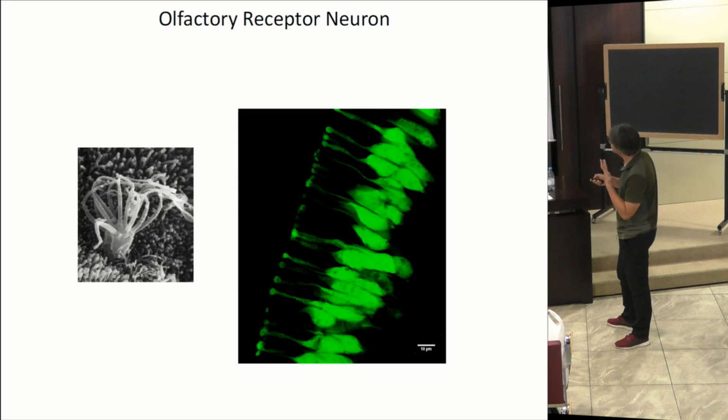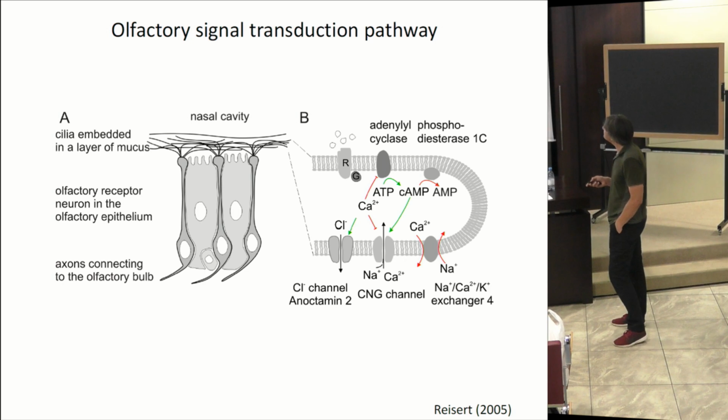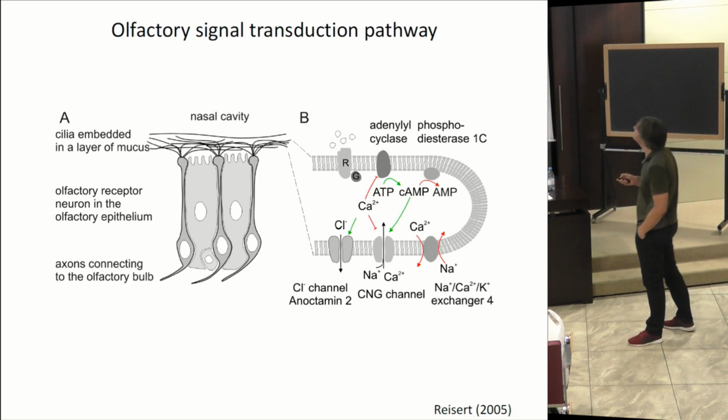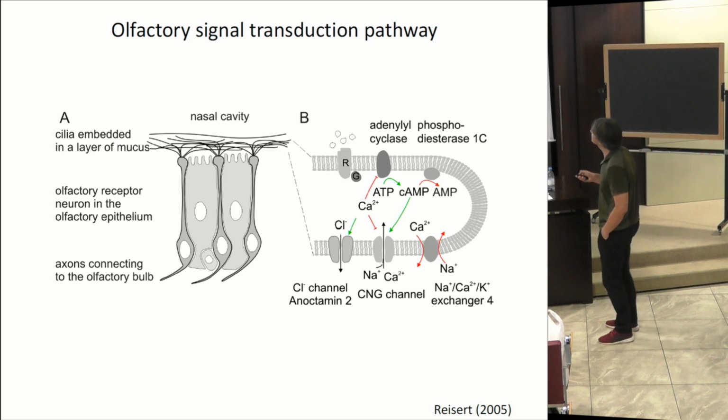So you see that they have a specific shape, and what I will now discuss more is what happens inside this cilia, which is where the signaling pathway is initiated. And so here there's an olfactory signal transduction pathway. Here you can see a schematic of such an olfactory receptor neuron.